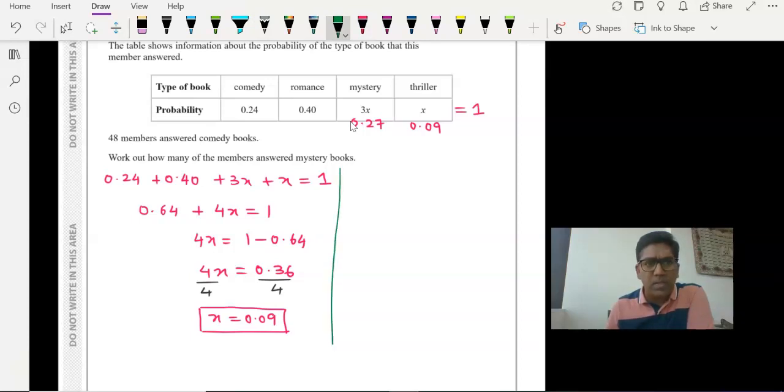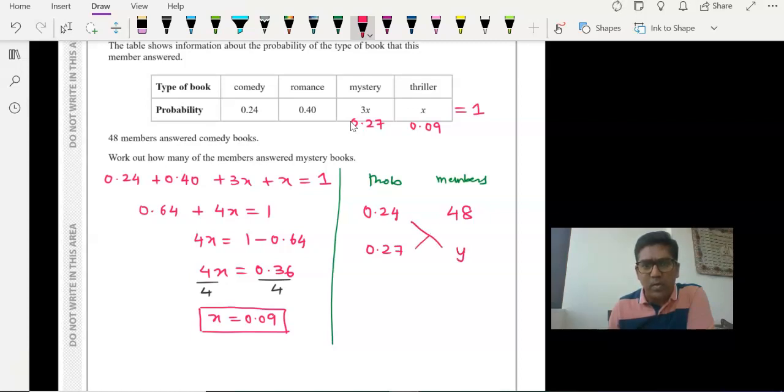Now 48 members answered comedy books. So when the probability is 0.24, the number of members is 48. And the question is to find the number of members for mystery books. So for mystery books, the probability is 0.27. We need to find out how many members. So let it be y.